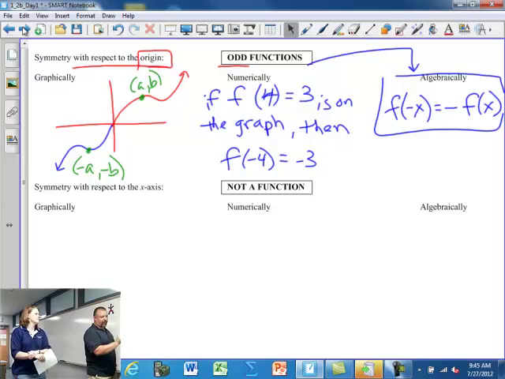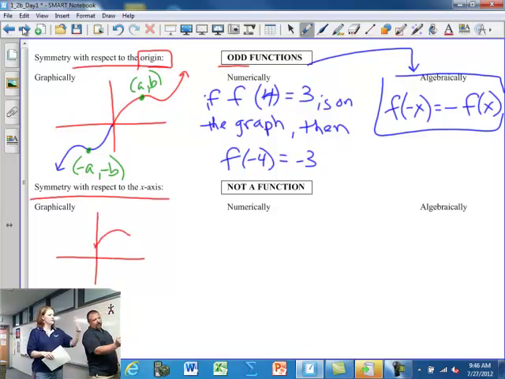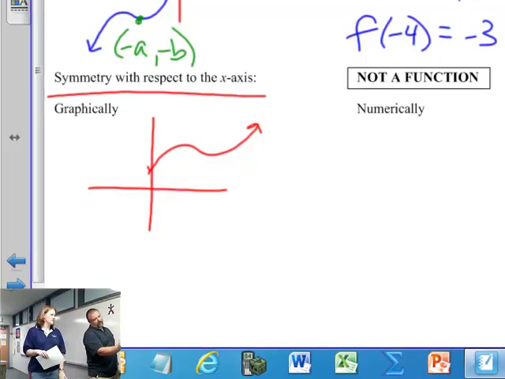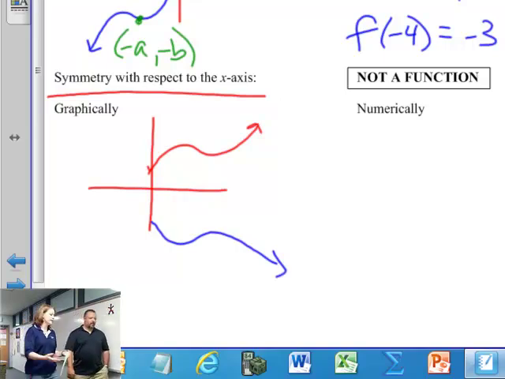Now for the last one, it actually turns out not to be a function, but there's still some symmetry involved. So how about symmetric about the x-axis? If we had a picture going like this, what would it look like if we were symmetric about the x-axis? You have to flip it down this time. So it would go like this. And it's not a function, because it doesn't pass the vertical line test that we talked about already today. However, there is symmetry there.